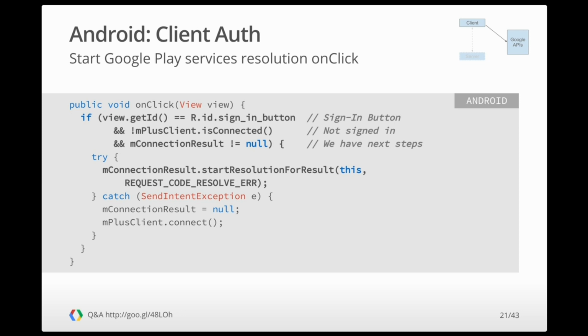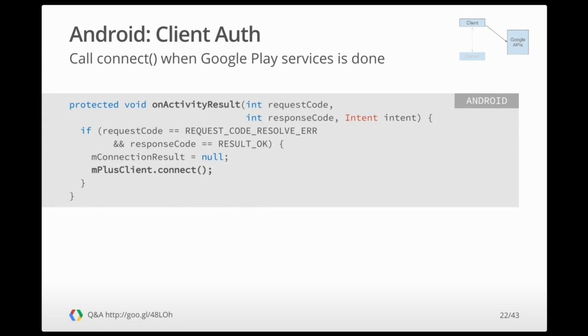So we say mConnectionResult.startResolutionForResult. The user may go through a bunch of steps through Google Play Services, but once they've done whatever they need to do, onActivityResult will be called. And from there, you just have to call connect again with the Plus client. And we expect this to trigger the onConnected callback.